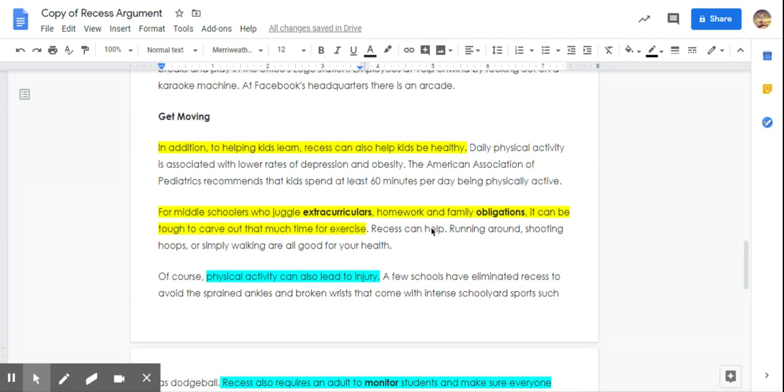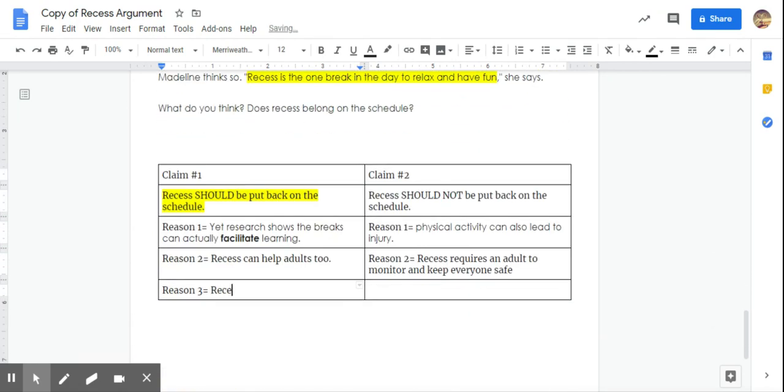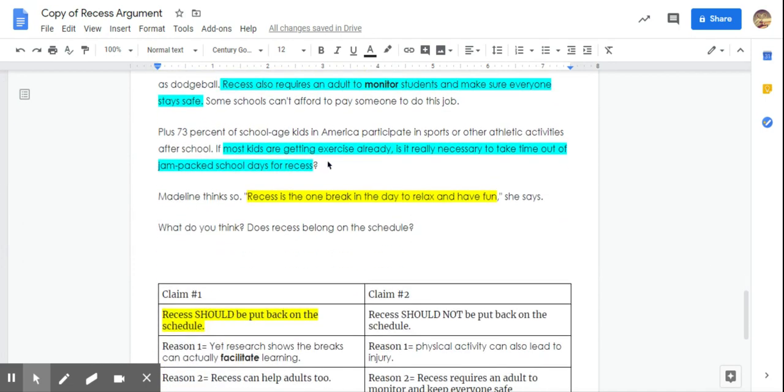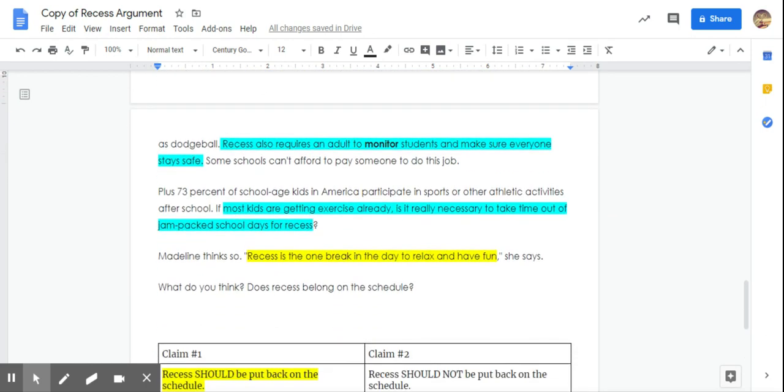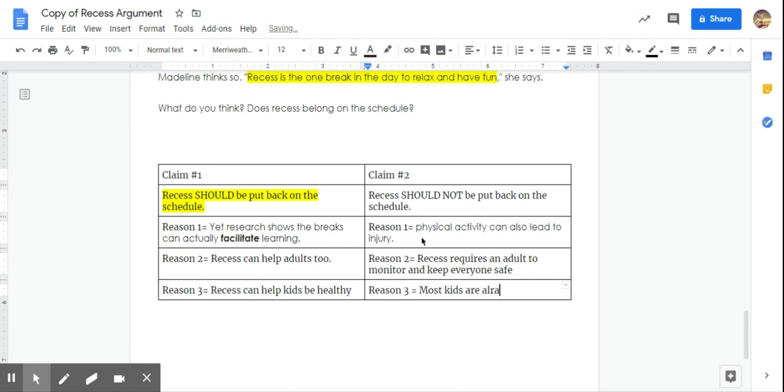And then reason 3, our third reason up here, recess can help kids be healthy. So our reason 3 for recess was it can help kids to be healthy. This kind of goes along with this right here where it was about middle schoolers who juggle extracurriculars, blah, blah, blah. That kind of goes along with the healthy part. So I'm not going to put that one down as a reason. And our final reason against here is that most kids are already getting exercise. So why take it out of the school day? Most kids are already getting exercise outside of school.